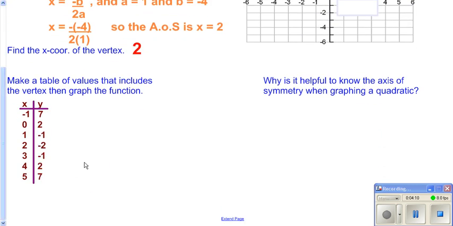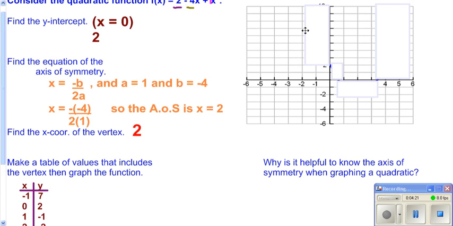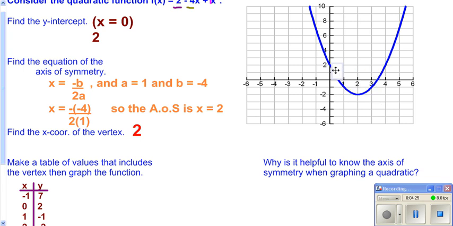Then you want to go ahead and plot those points in your graph. Your first point's 1 to the left, 7 up. Your second point, 0 to the left, 2 up. Plot all those points in your graph. When you plot all those on your graph, you end up getting a graph that looks like this.